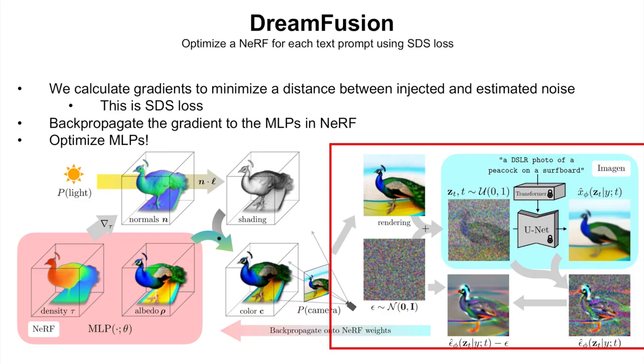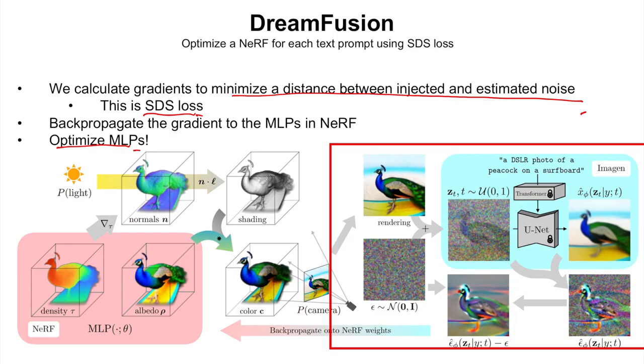So we calculate gradient to minimize distance, inject estimated noise, and all the things are differentiable, so that we can backpropagate gradient to the NeRF. That is SDS loss. And then we optimize MLPs in NeRF, so that we keep repeat doing this.